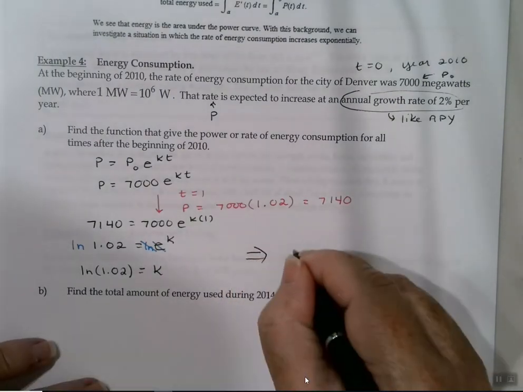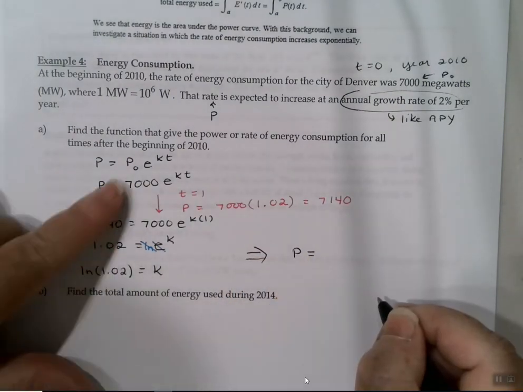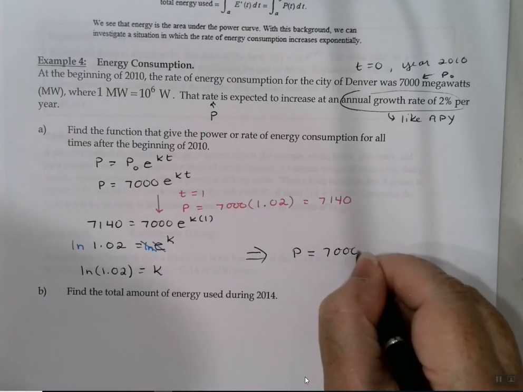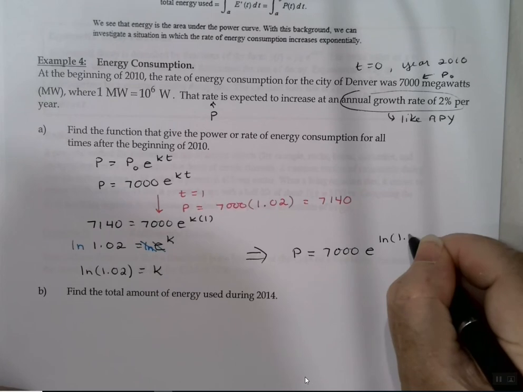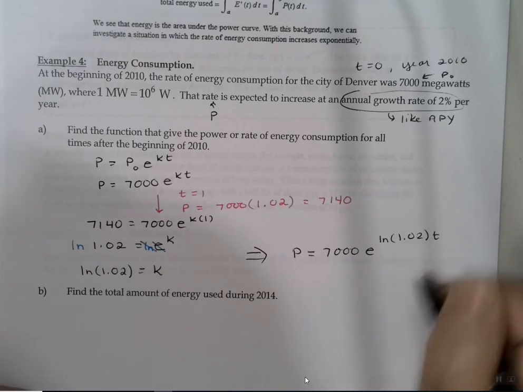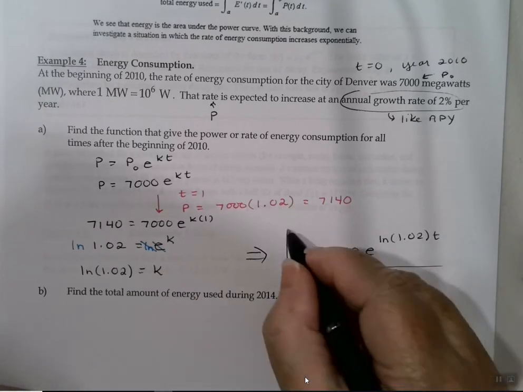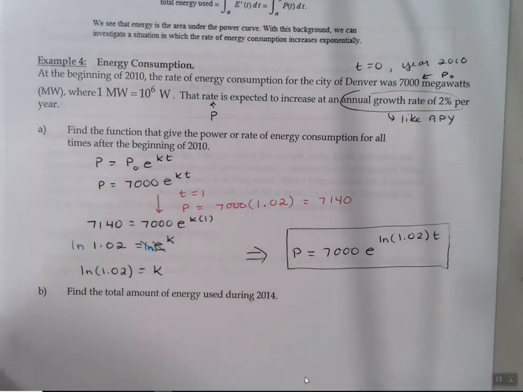So my power function is 7,000 e to the natural log 1.02 t. Again, always better to use the exact value of the equation. That way you don't end up with a bunch of round-off error because you didn't keep enough decimal places.